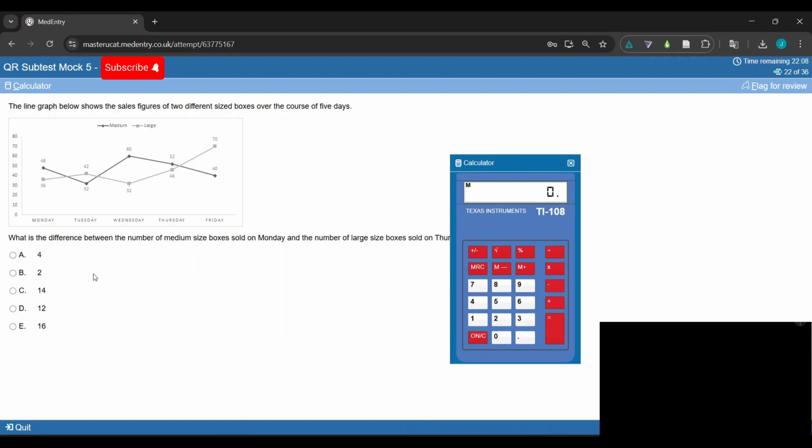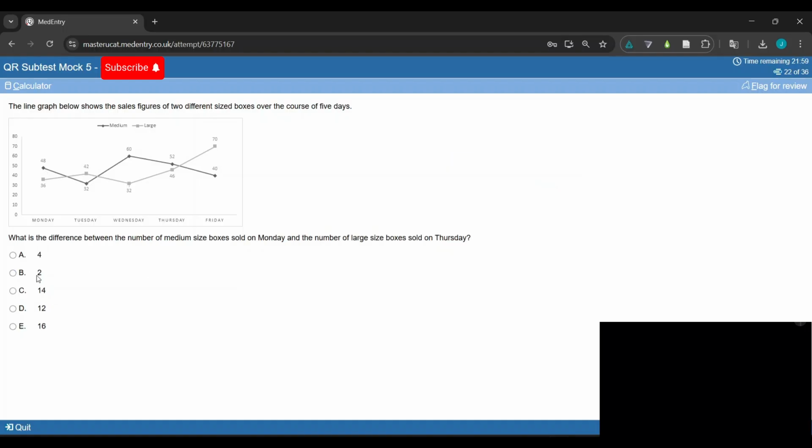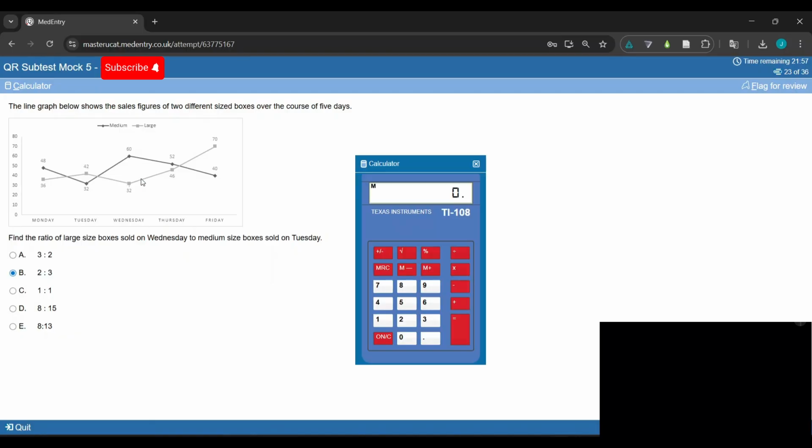What's the difference between the number of medium boxes sold on Monday and large boxes on a Thursday? So that's 2. Oh. Okay, find the ratio of the large size boxes sold on Wednesday to medium size. That's 1 to 1. Oh.